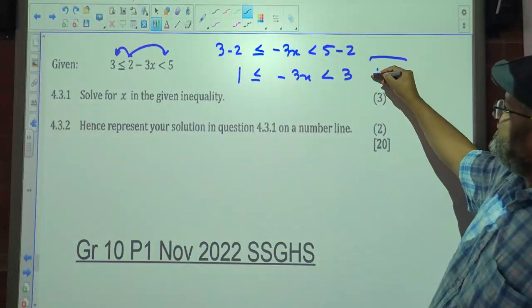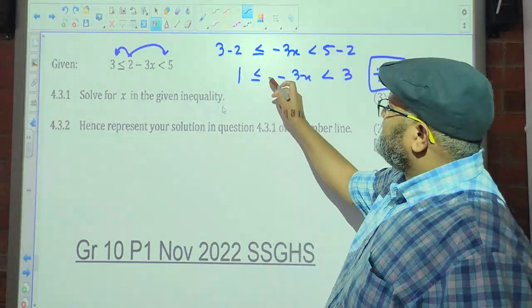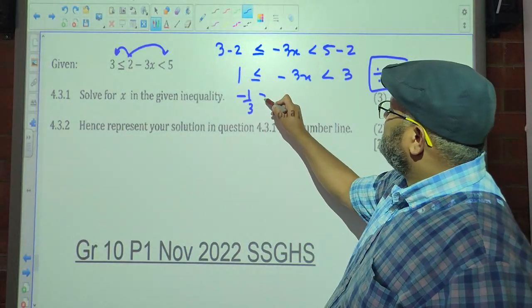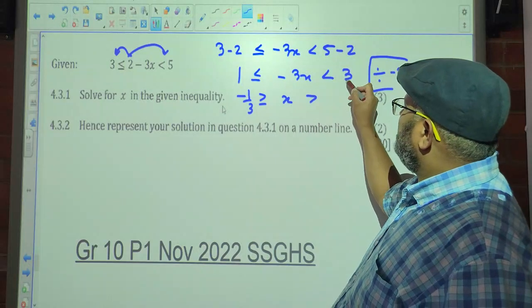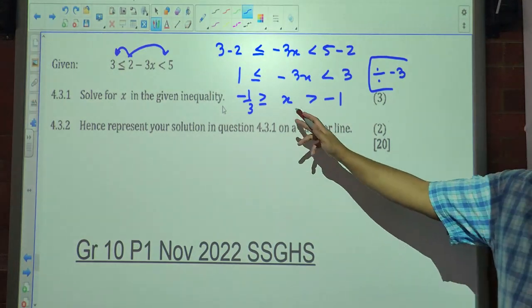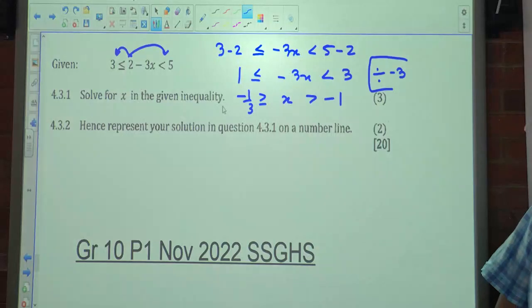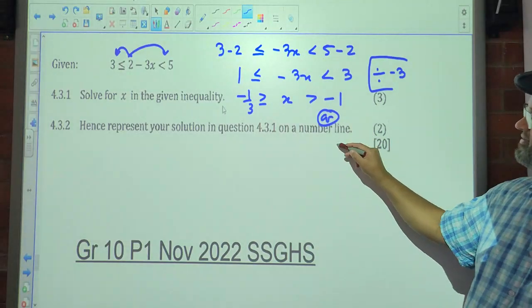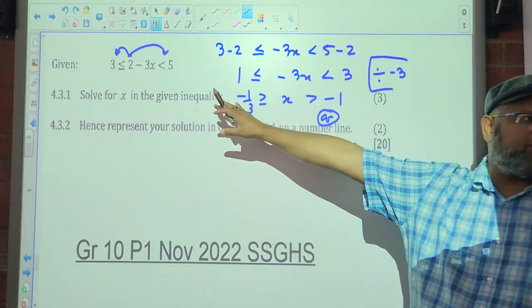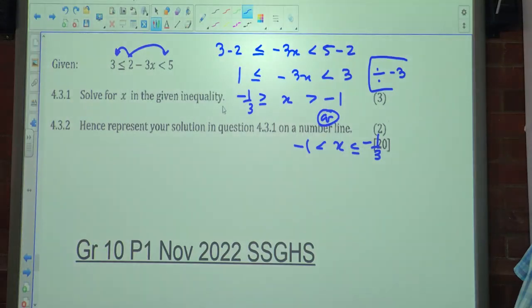Divide by negative 3. What's going to happen to the inequality when you divide by a negative? Swap around. So it's going to be negative a third x and negative 1. You will agree with that? So that means you say x must be greater than negative 1 but less than or equal to negative a third. You can rewrite it if you want. So normally we write the smallest number on the left hand side. But you wouldn't have been penalized if you left it like that.